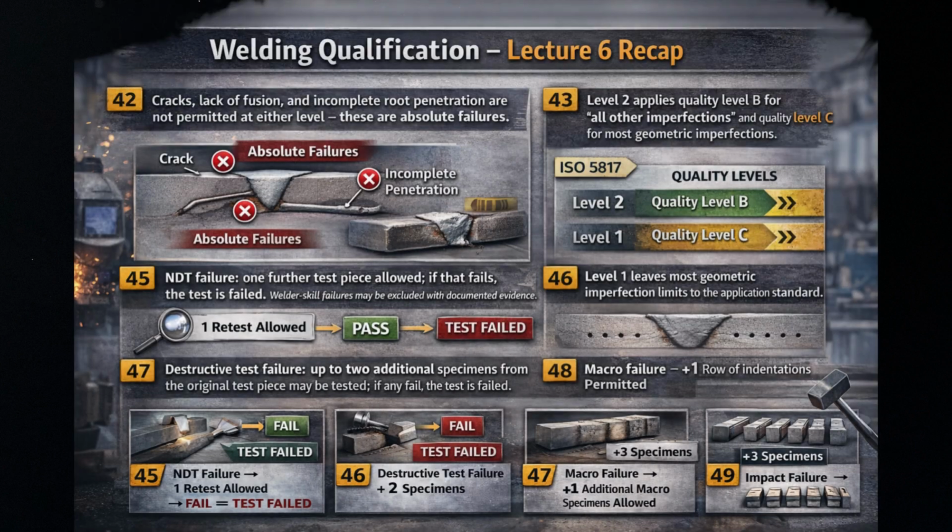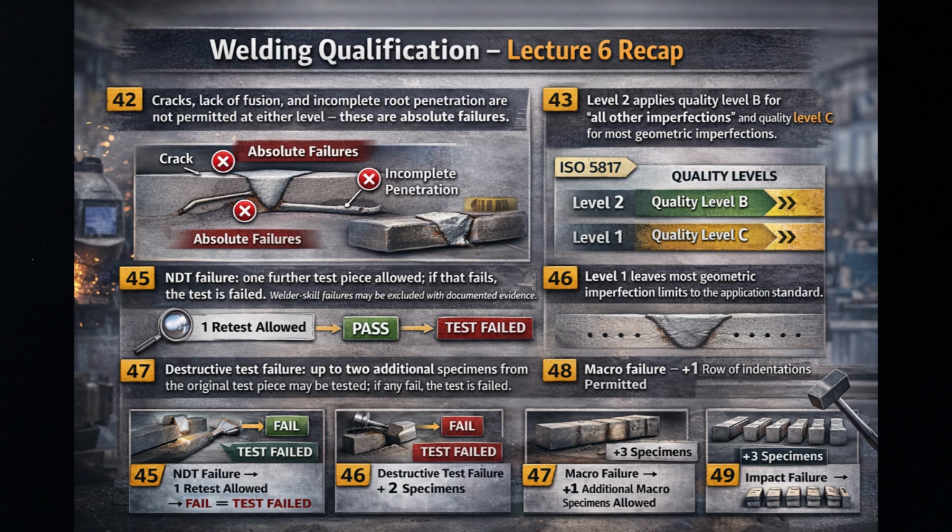Recap: Lecture 6 Key Points. 42. Cracks, lack of fusion, and incomplete root penetration are not permitted at either level. These are absolute failures. 43. Level 2 applies quality level B for all other imperfections and quality level C for most geometric imperfections. 44. Level 1 leaves most geometric imperfection limits to the application standard. 45. NDT failure. One further test piece allowed. If that fails, the test is failed. Welder skill failures may be excluded with documented evidence.